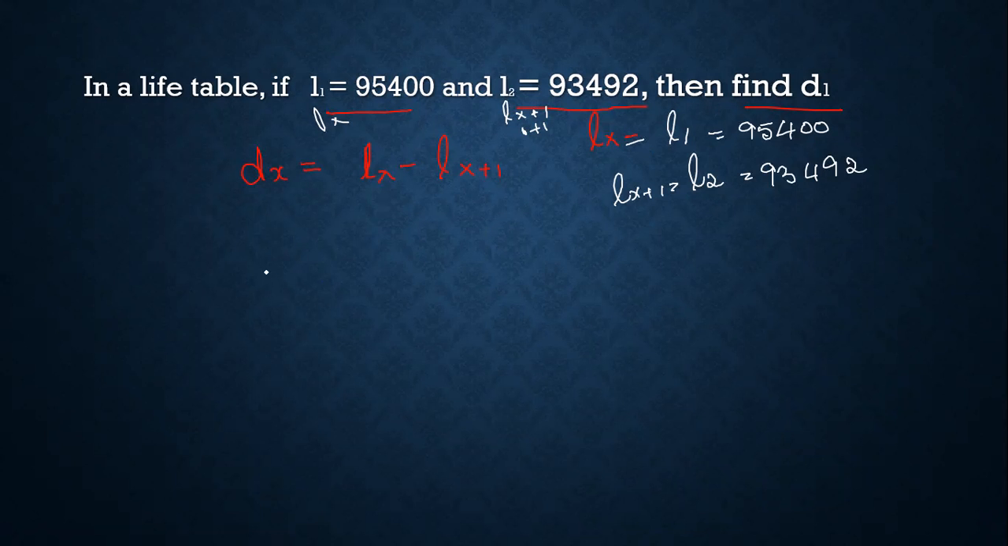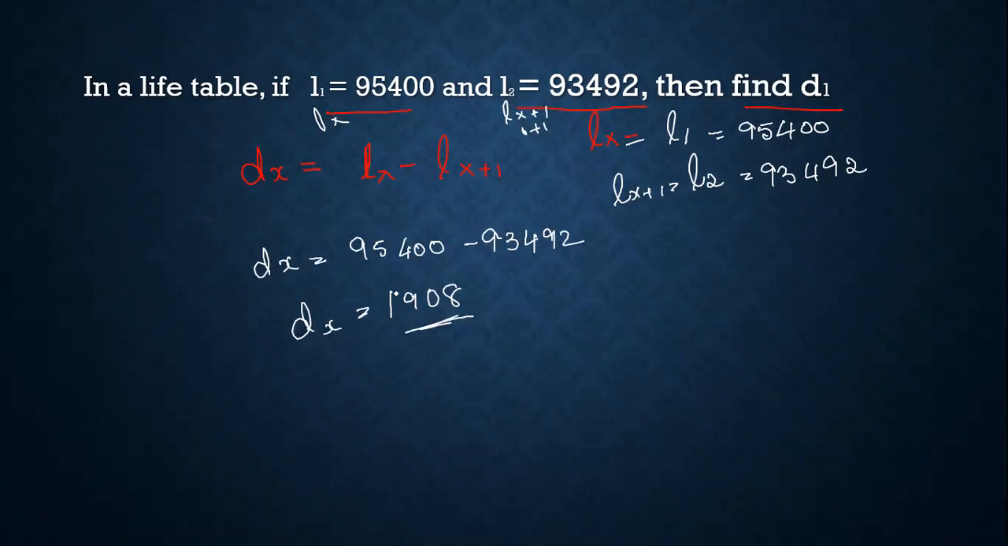So what will be the answer? Dx is equal to 95,400 minus 93,492. So the answer is 1,908. So that is Dx. Like this you have to calculate when they ask you. They have asked us to calculate the D of the first year, so we have calculated D1, that is 1,908. Hope you understood this problem.